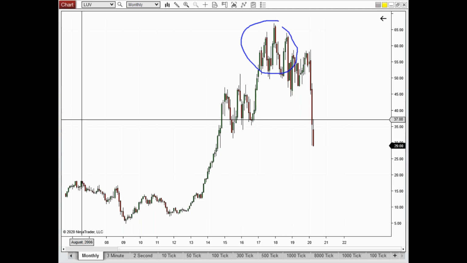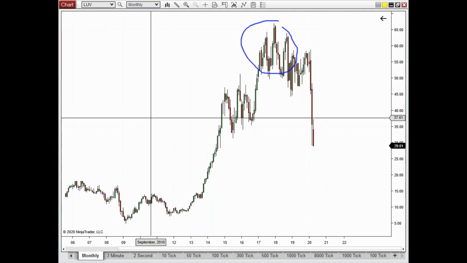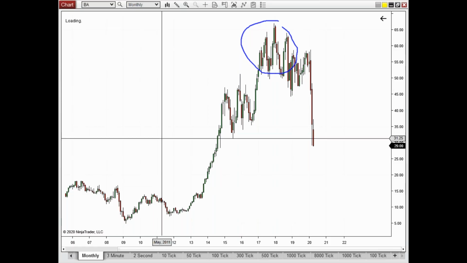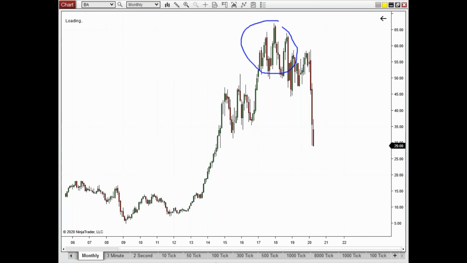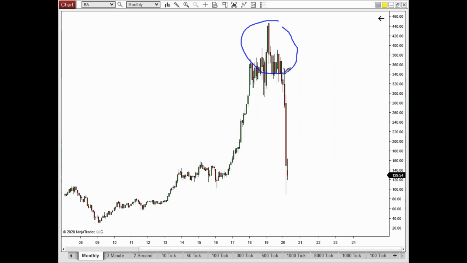I think that's been a big problem with airlines here: they were already struggling before this, and then we had this happen. I'm going to show you guys Boeing here. Boeing, we already know, was getting hammered, but you've got that big, huge megaphone into the avalanche.